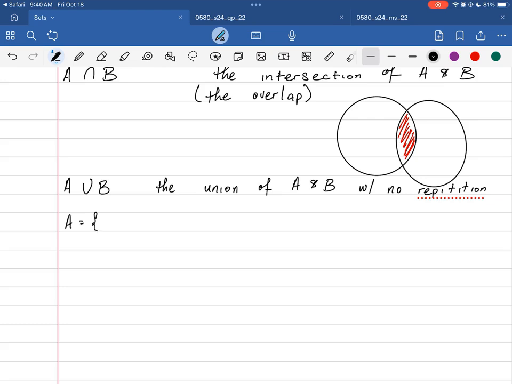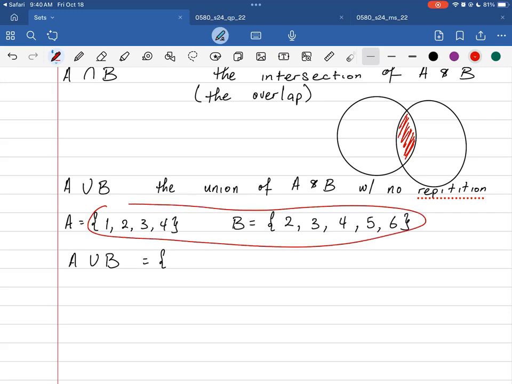If A was 1, 2, 3, 4, and B was, let's say, 2, 3, 4, 5, 6. Now the union of A and B, A union B, as people call it, would be everything like this. Now note that some of these repeat. So the ones that repeat, just count them once. So this would be 1, 2, 3, 4, 5, 6. This is your union of A and B.